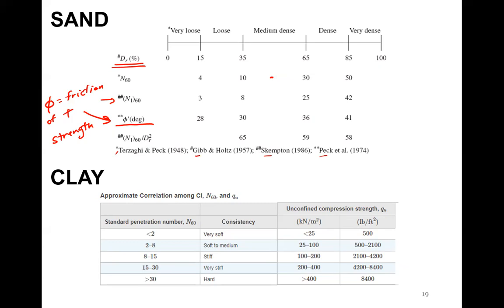If we're using clay, we see the same thing. So the N value is shown here, that N60 value. If it's less than 2, generally we call this very soft clay. And then we have these unconfined compressive strengths. This is again the strength version that we care for clays.